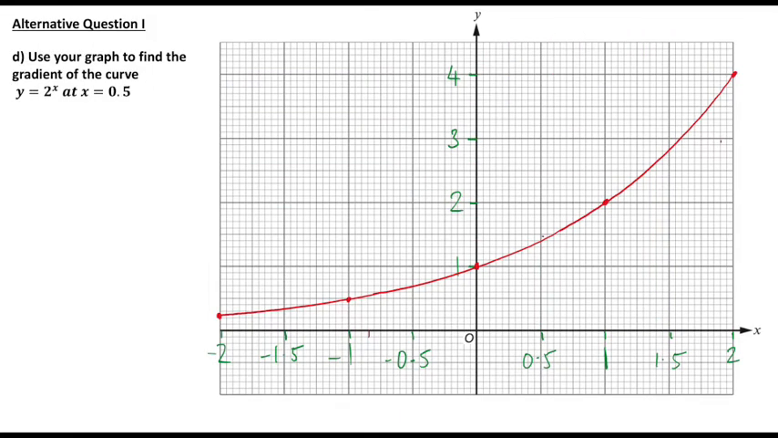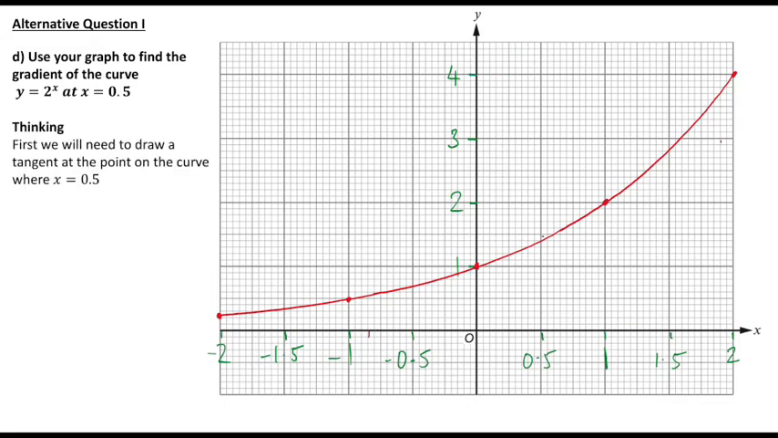Okay, we've got a couple of alternative questions in this video. These are questions you could be asked. You could be asked to use your graph to find the gradient of the curve at a particular point. So we're going to see what the gradient is at x equals 0.5.